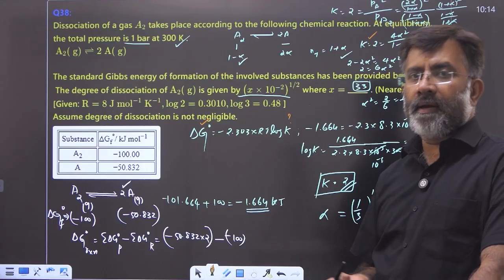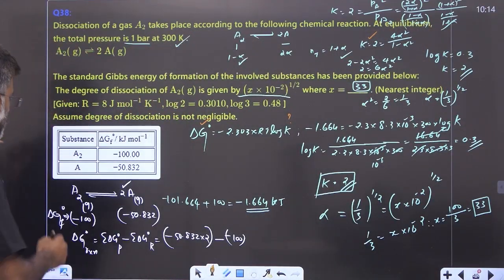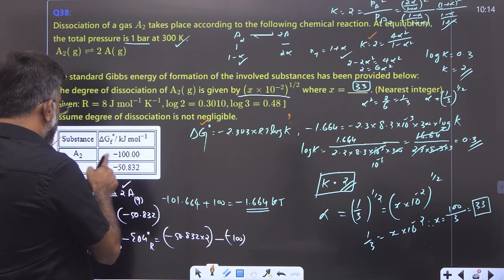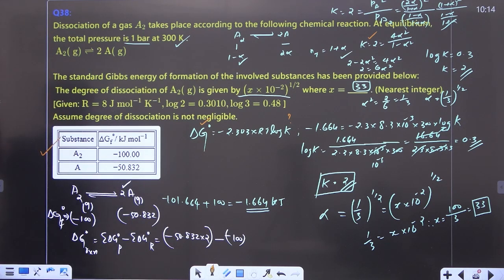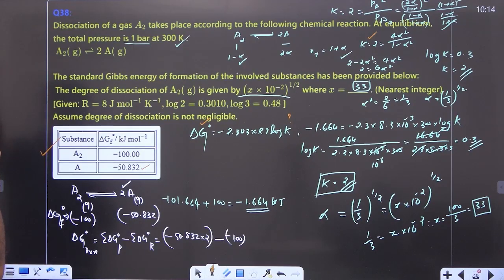How to get delta G? Delta G for A2 and A are given. For A2 minus 100, for A minus 50.832. Never try to round it off.